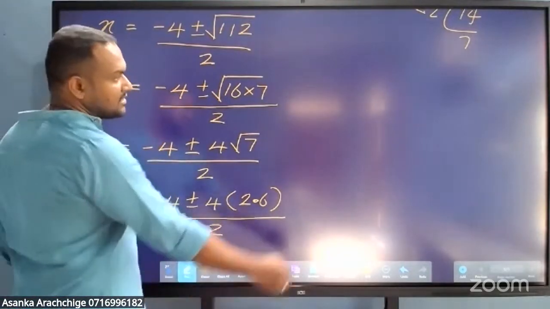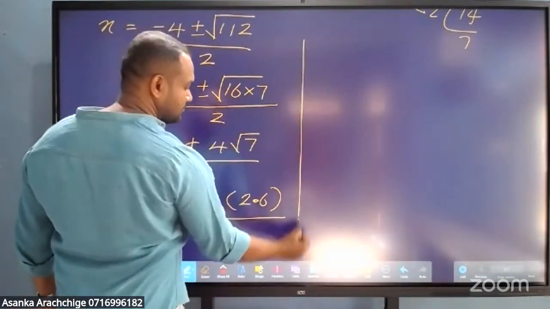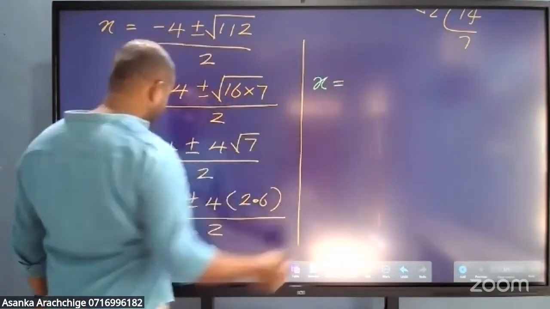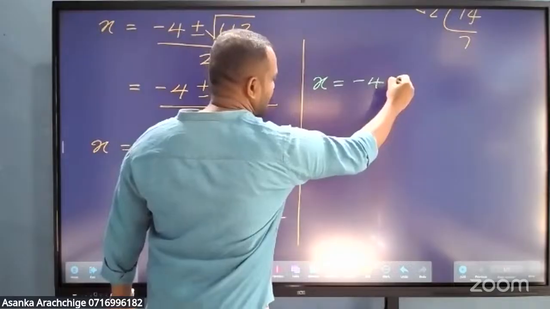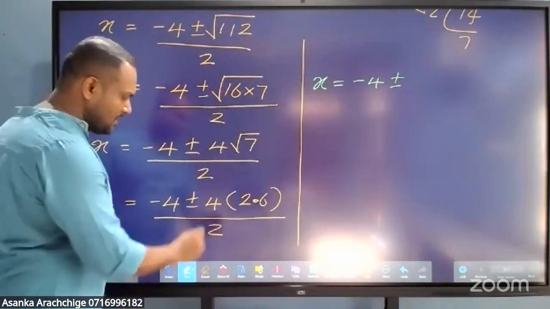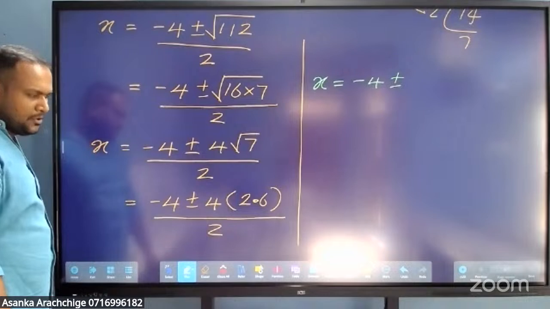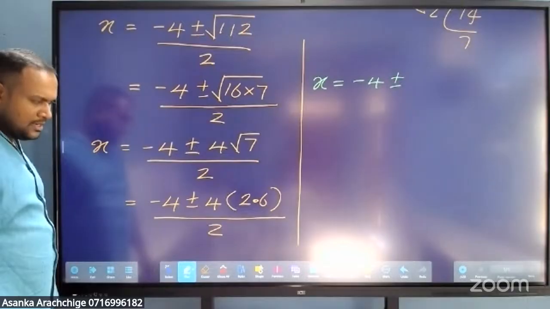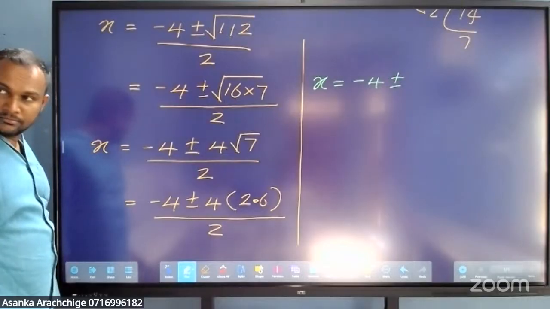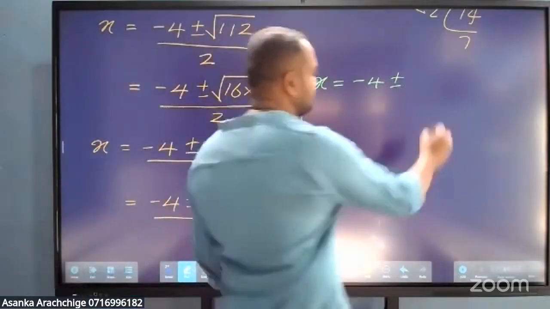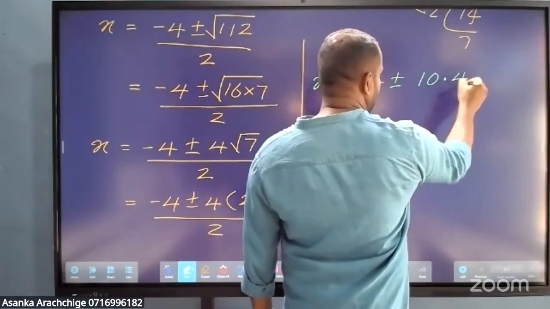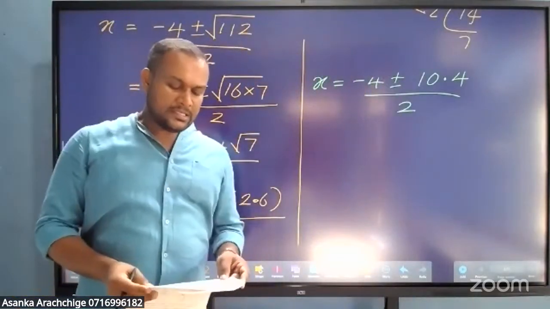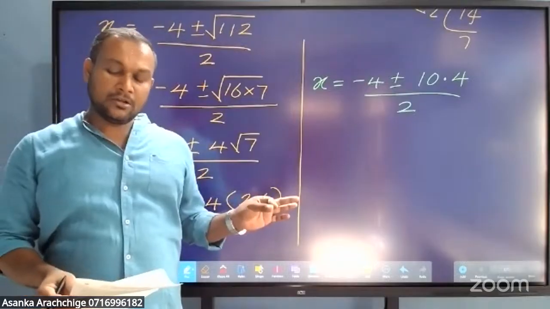Remove the brackets. x equals minus 4 plus 4 times 2.6: 4 times 6 is 24, 4 times 2 is 8, 8 plus 2 is 10, so 10.4. That is 10.4 upon 2.